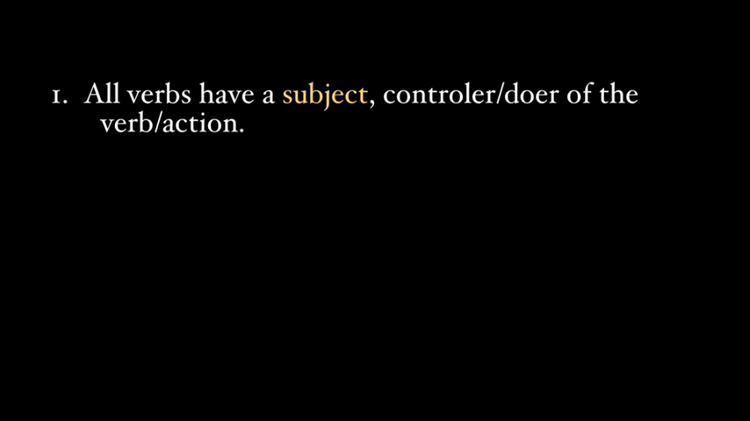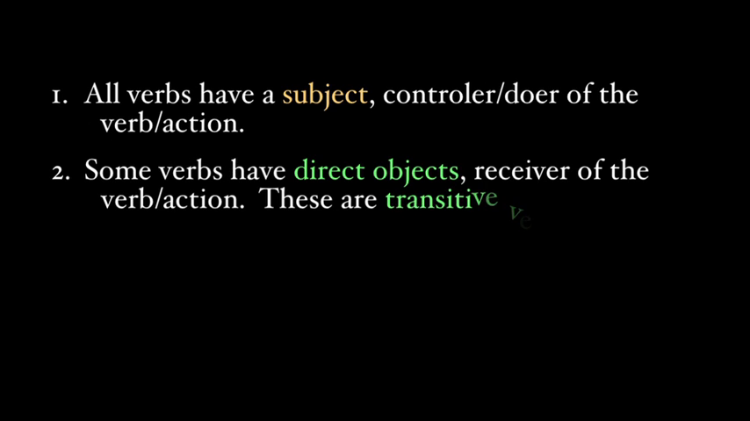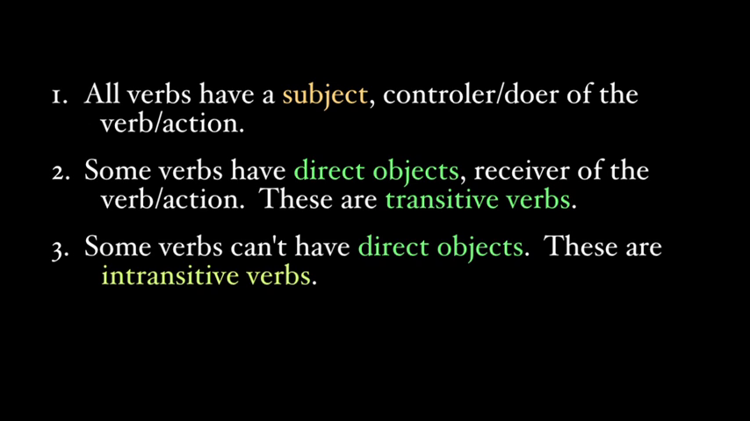This is a lot to take in, but these points of grammar are the most important distinctions to know in English before you start to learn Latin. All verbs have a subject, the thing that does the action and controls the verb. Some verbs have direct objects, the thing that receives the action. These verbs are called transitive because the action goes across the verb from the subject to the direct object. Some verbs can't take a direct object, like rings or walks. These verbs are called intransitive.